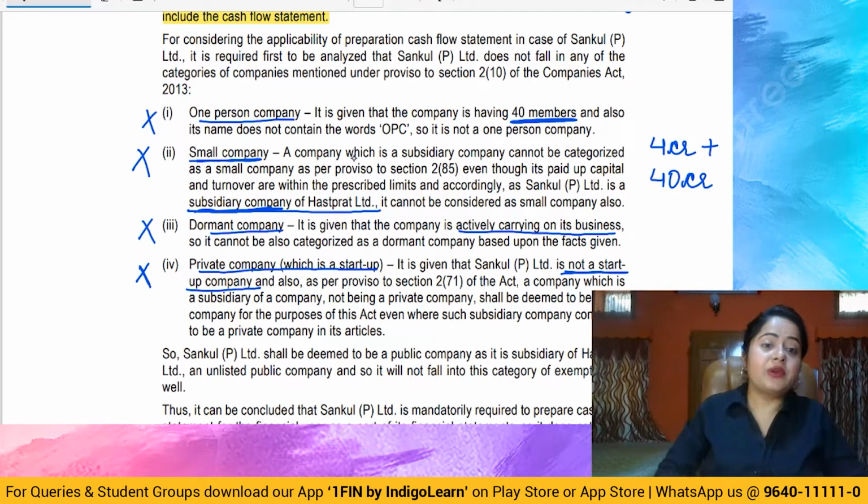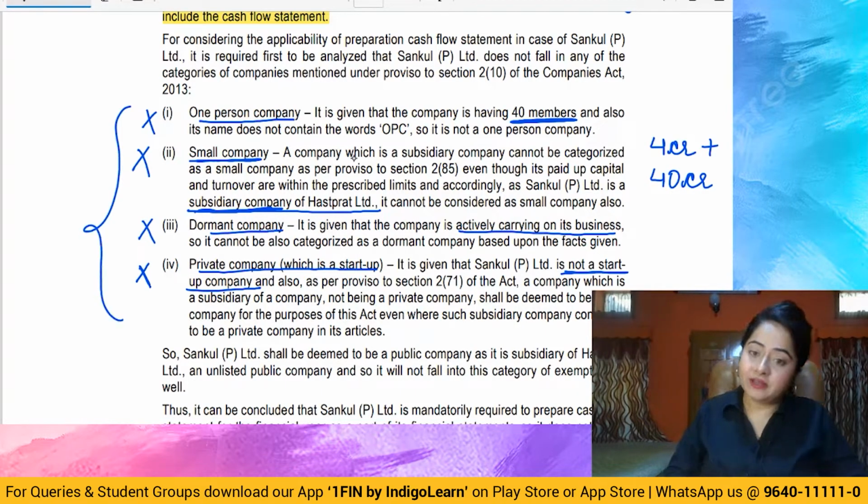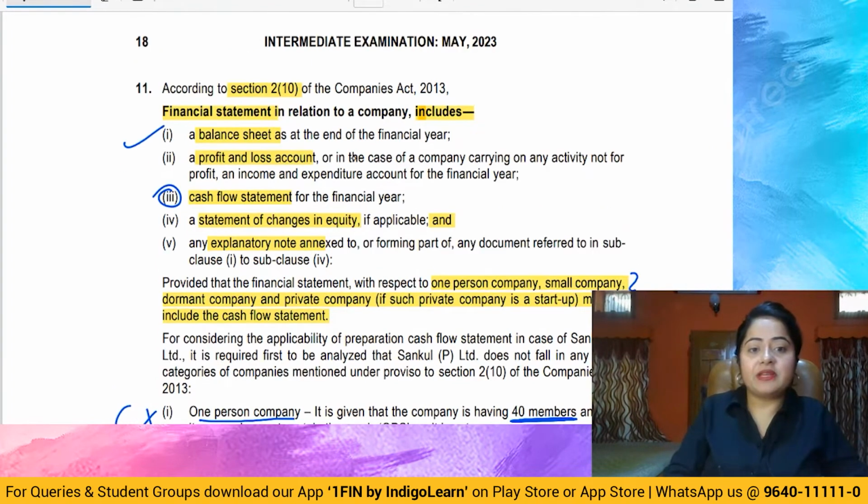So Sangpul Private Limited does not fall in any of these criteria. Moreover, even though it is stated that it is Sangpul Private Limited, because it is a subsidiary of a public company, Hansprat Limited, therefore it is going to be deemed a public company. Okay, so accordingly it is not falling in any of these 4 criteria. So we can say that this Sangpul Private Limited will have to prepare all of these statements: balance sheet, P&L account, cash flow statement, statement of change in equity and explanatory notes. It is not covered in the exception of cash flow statements.